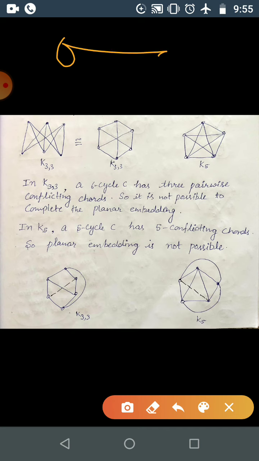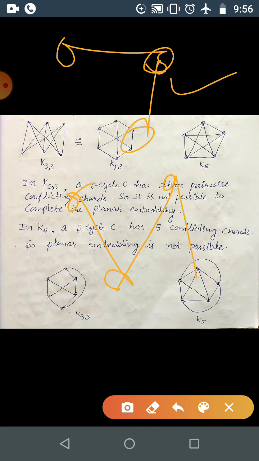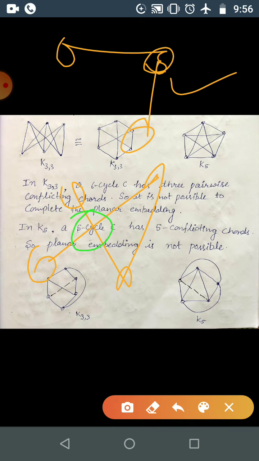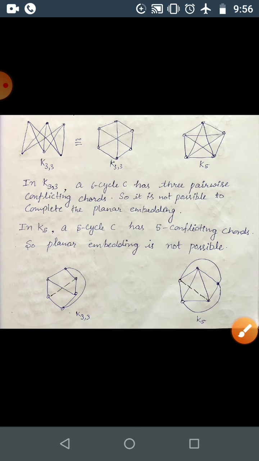P3, this one, it is already drawn in plane. P4, this P4 could be like this one, correct? Here the crossing part is this one, correct? But we can redraw this graph like this, correct? Such that no crossing is there. That's why P4 is planar.